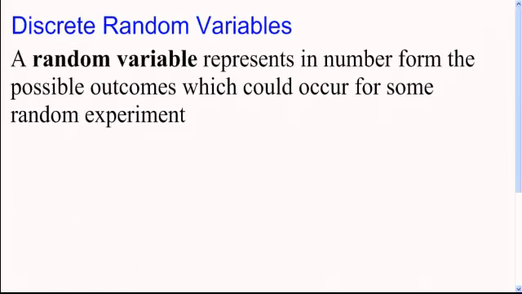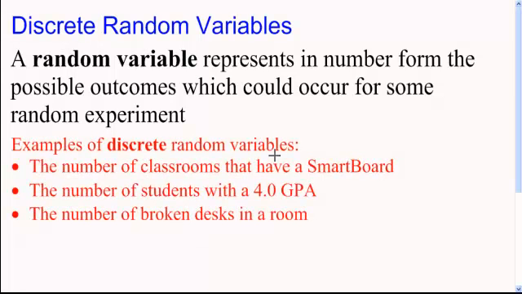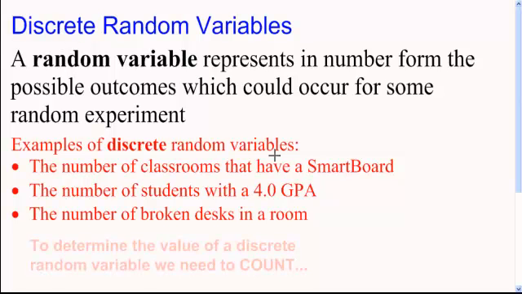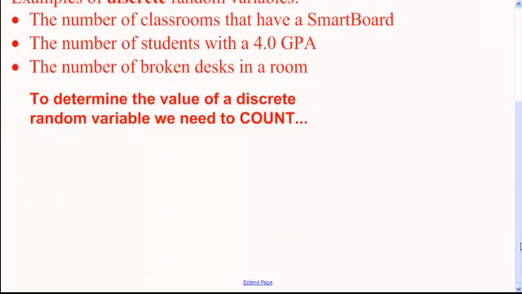So to begin with, discrete random variable. A random variable that represents the number form of the possible outcomes which could occur for a certain random experiment. So if we're looking at discrete random variables, it's the number of classrooms that have a smartboard. It's the number of students who have a 4.0 GPA. It's the number of broken desks in a room. All you physically have to do is count. If it's discrete, you can physically count and tell me how many are there.